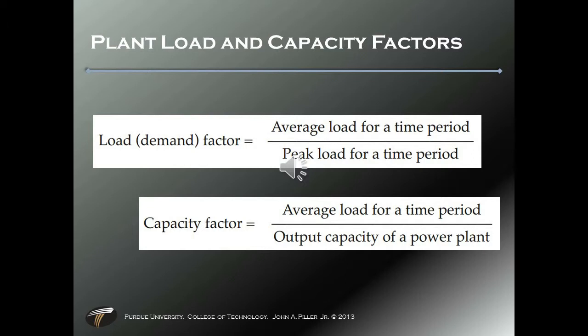Alright, so as we have supply and demand, we need a couple of numbers to help us figure out where we're at. The load factor, or demand factor, and the capacity factor help us figure that out. The load factor is the average load for a time period divided by the peak load for that time period. Capacity factor is the average load for a time period over the output capacity of the power plant. So obviously the load factor helps identify what the load is. The capacity factor helps define what my power plant can do.